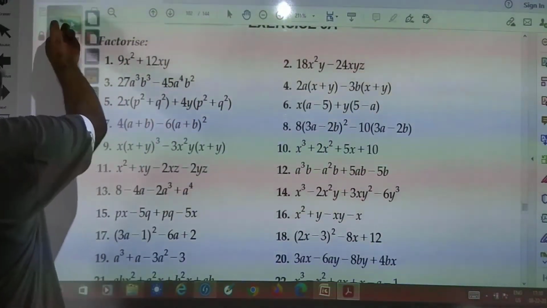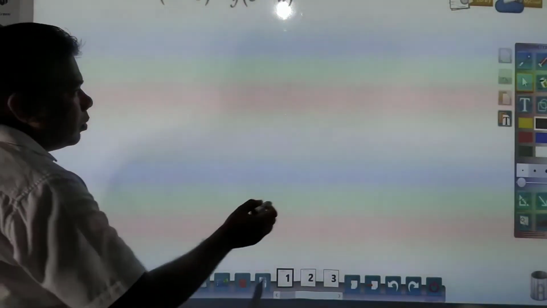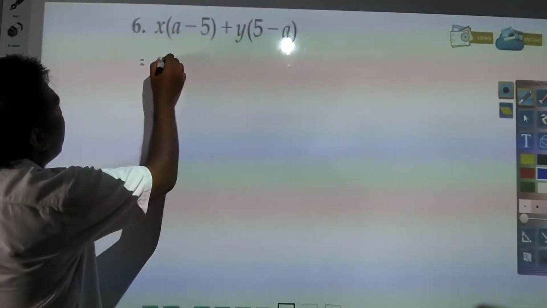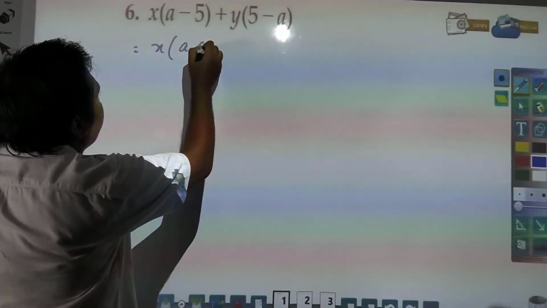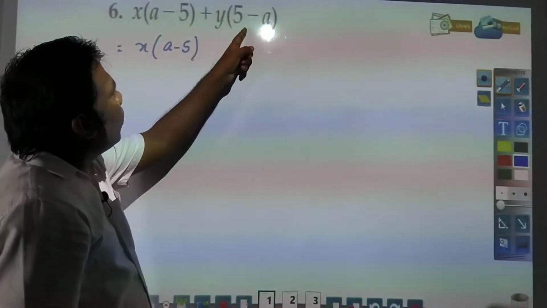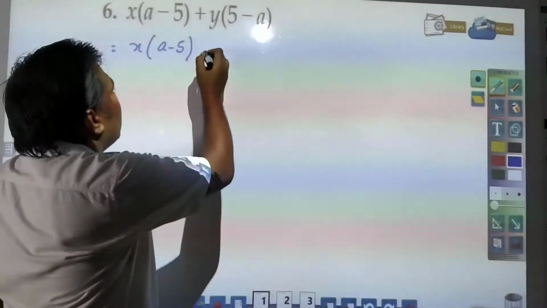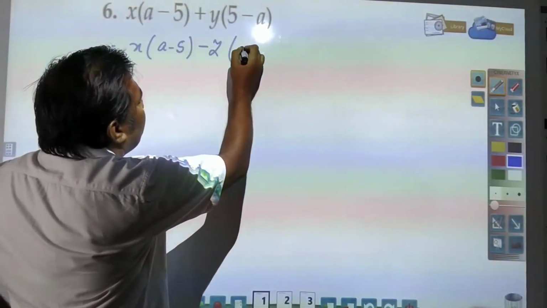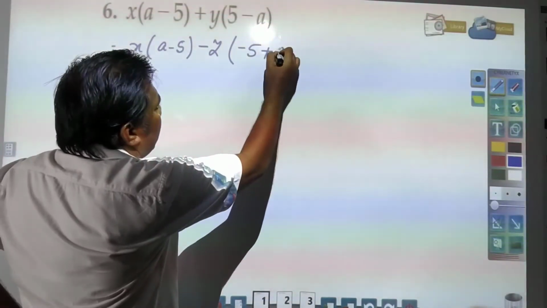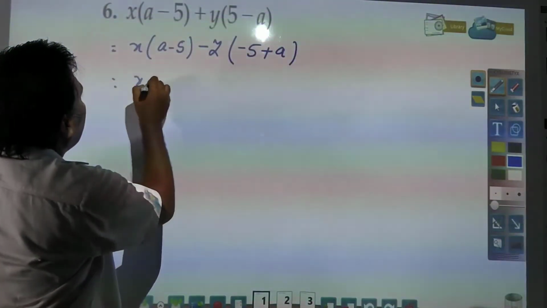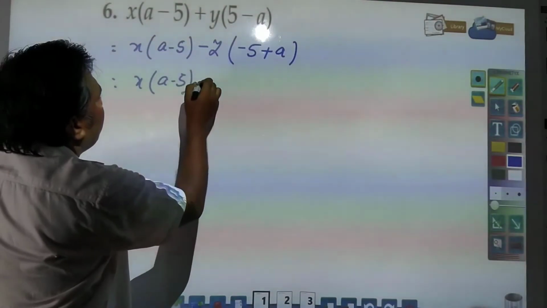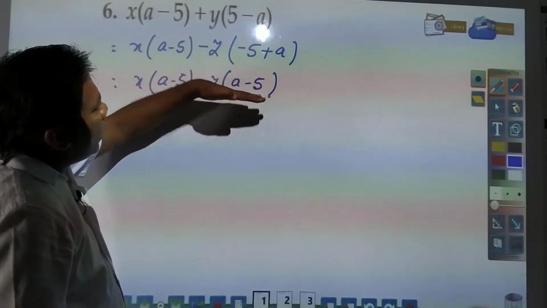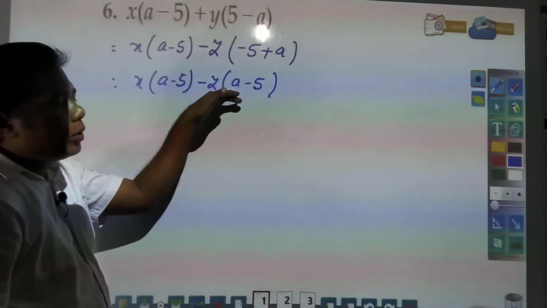So let's see. Here you have x into a minus 5. Here minus 1 will be required to be taken common. So this will become minus y, and then it will become minus 5 plus a, or it can be written as x into a minus 5 minus y into a minus 5. Proper steps are required to be followed and must be written also.